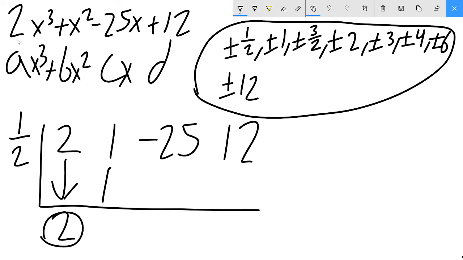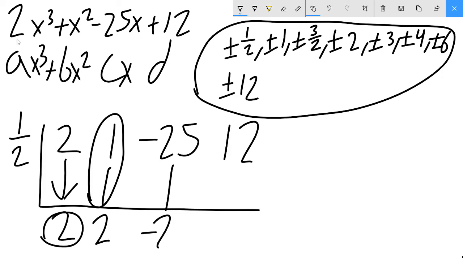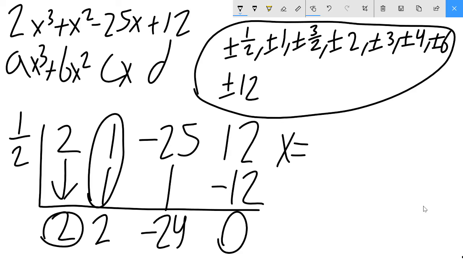So you put 1 here, and you add these two numbers. 1 plus 1 is 2. 2 times 1/2 is 1. And then negative 25 plus 1 is negative 24. Negative 24 times 1/2 is negative 12. And then 12 plus negative 12 is 0. Since the last number is 0, that means x equals 1/2. If the last number wasn't 0, we would test any of these other numbers until we found one value of x where the last number is 0.